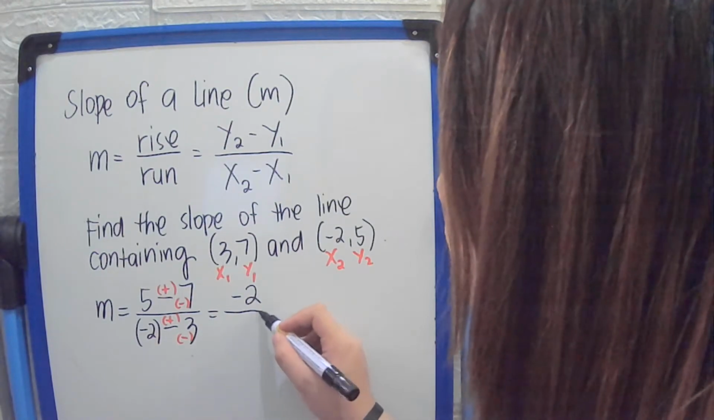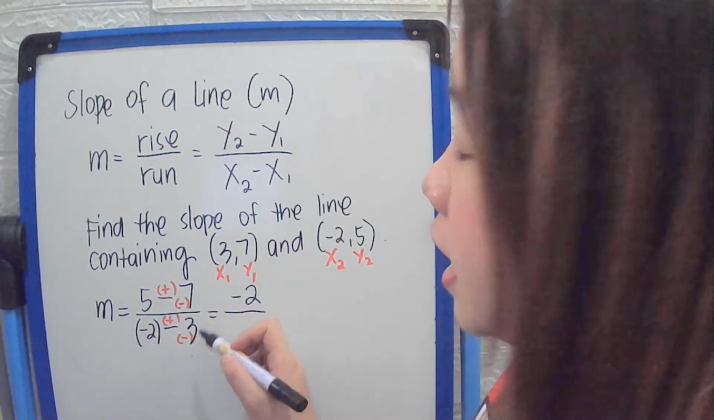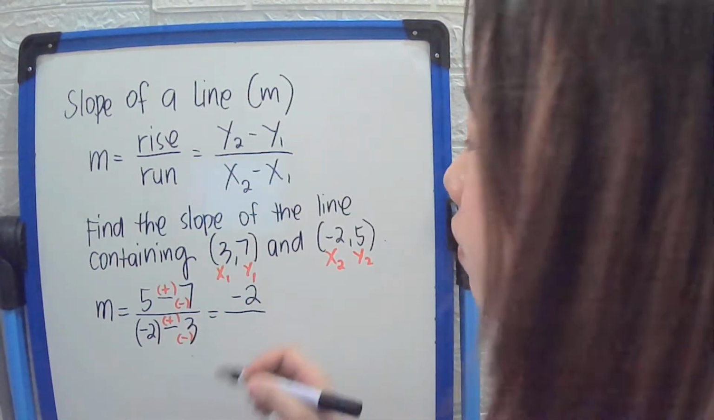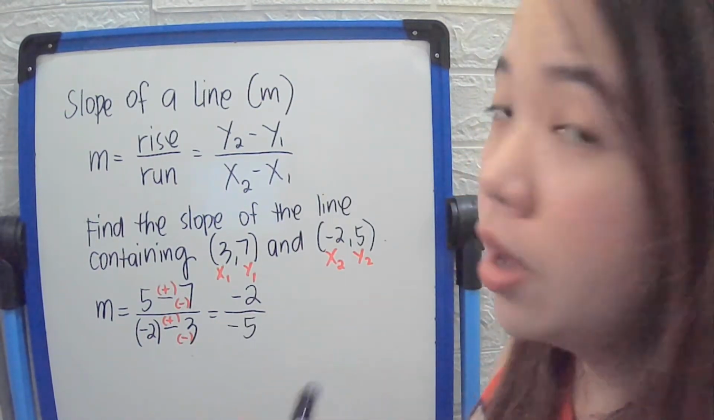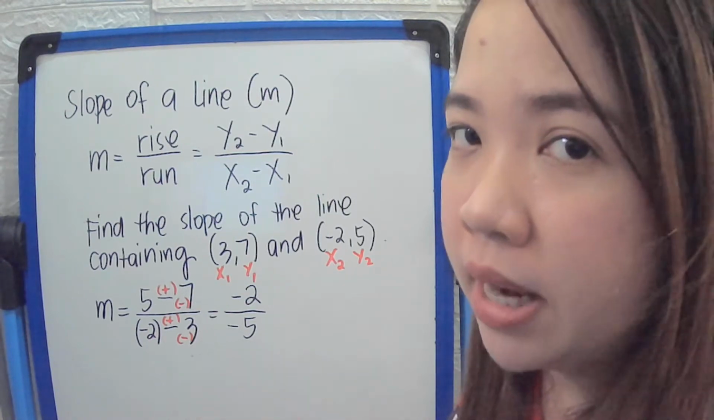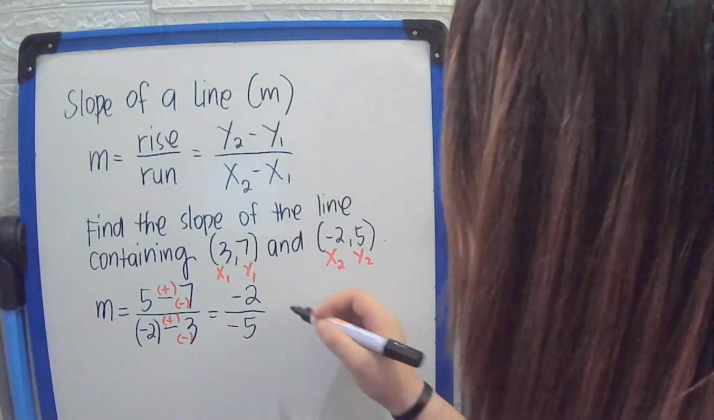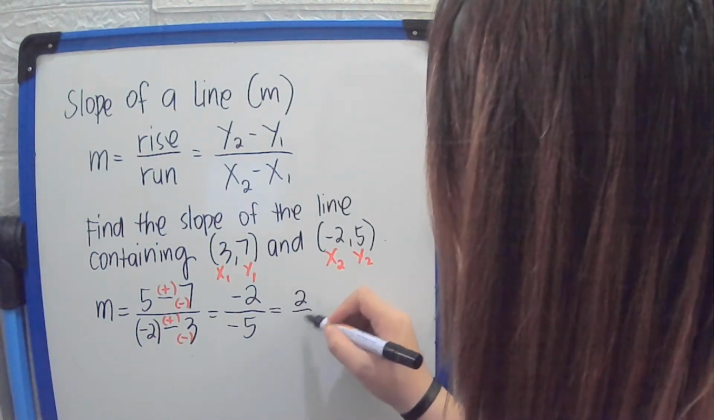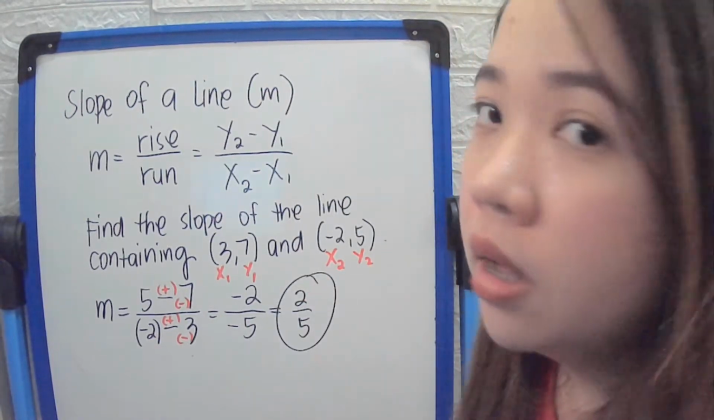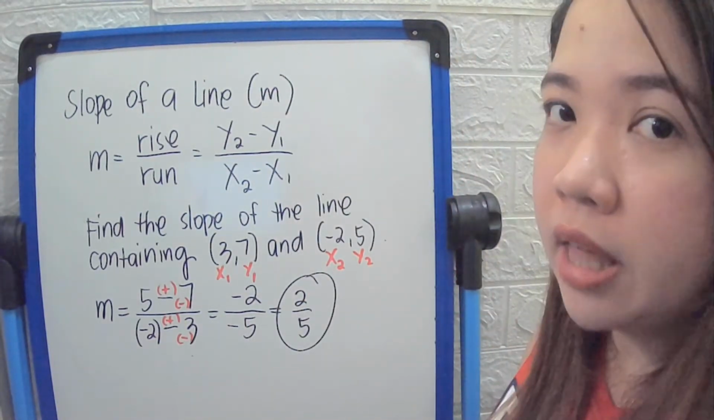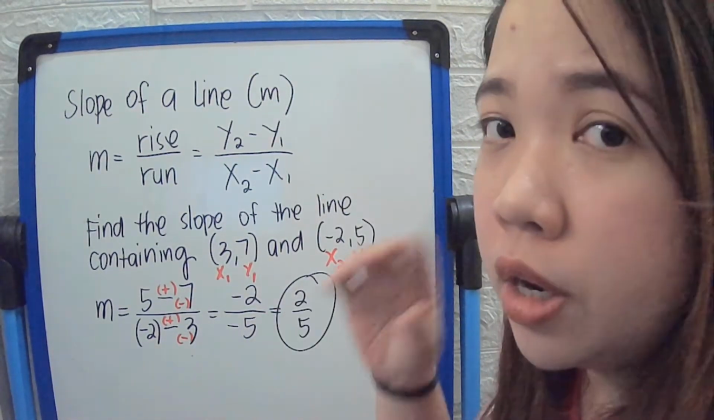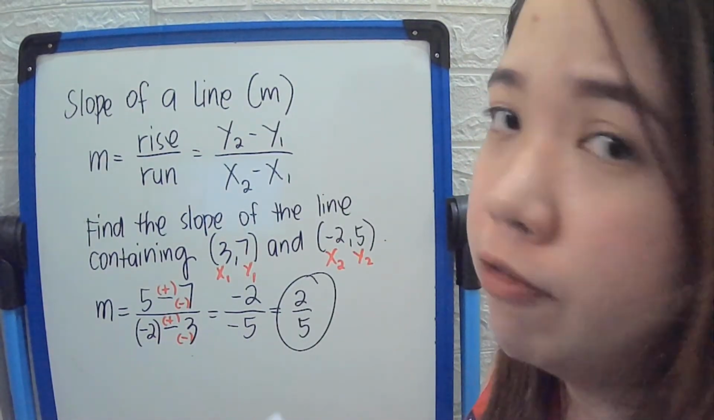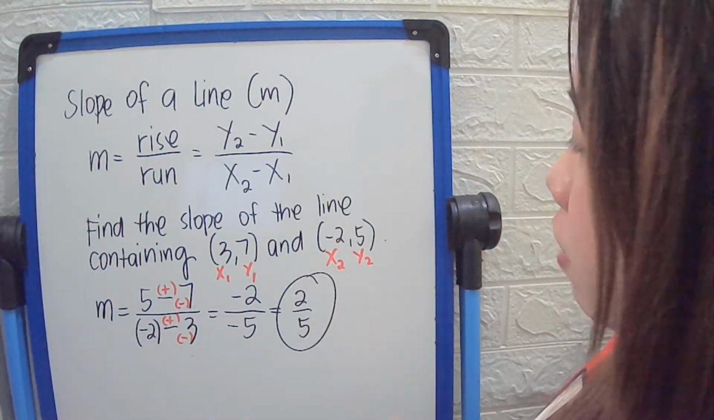Then, in the denominator, we have here negative 2 plus negative 3. Since they are both negative, you copy the sign, then add them. So, we have negative 5. Now, if you are to divide negative by negative, the answer is positive. So, ang final answer dito ay 2 over 5. Okay? So, never forget that. If you have a negative number here and a negative number in the denominator, your final answer must be a positive number. Okay, so 2 over 5.